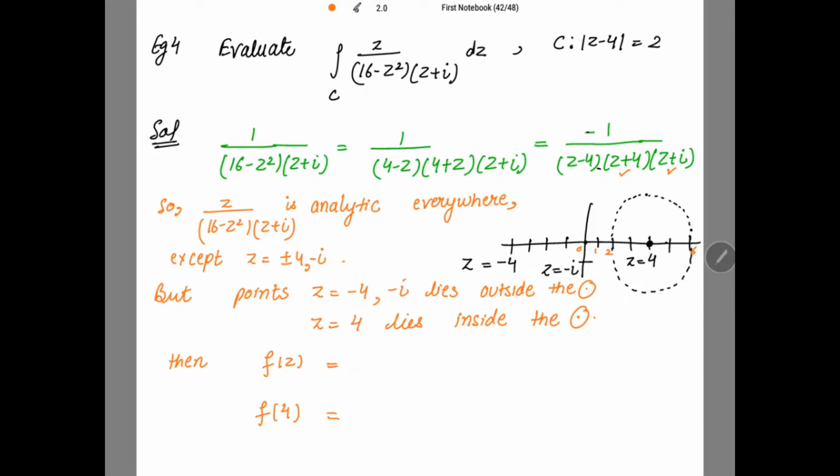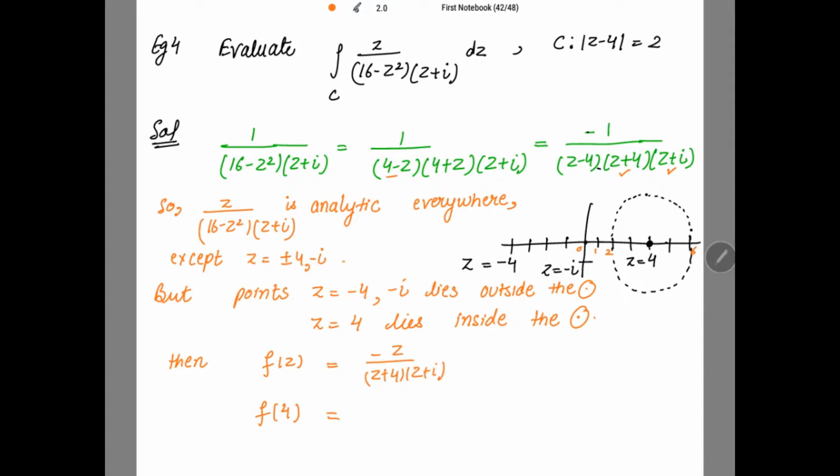This is equal to minus z over... why minus z? Because I have taken minus common from the denominator. I take minus outside, so 4 minus z becomes z minus 4, and 4 plus z is z plus 4. So from here I took the minus sign in the numerator. So f(z) will be minus z over (z plus 4)(z plus iota).